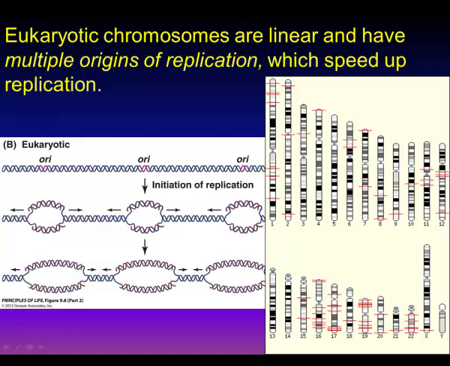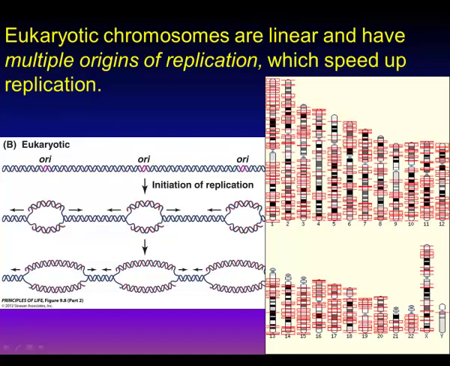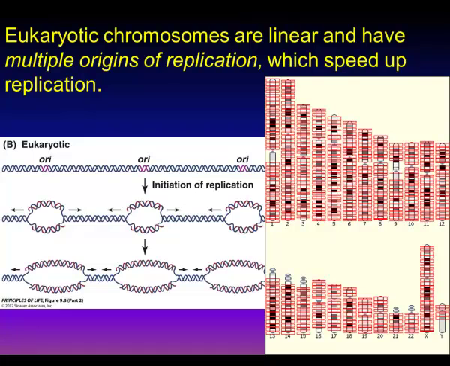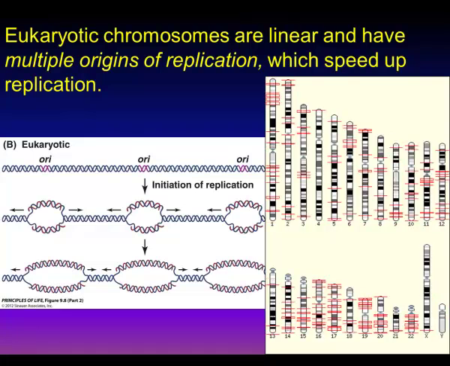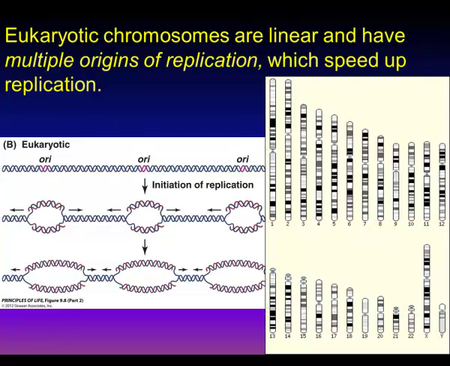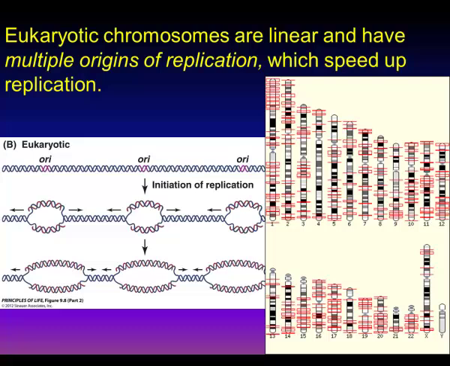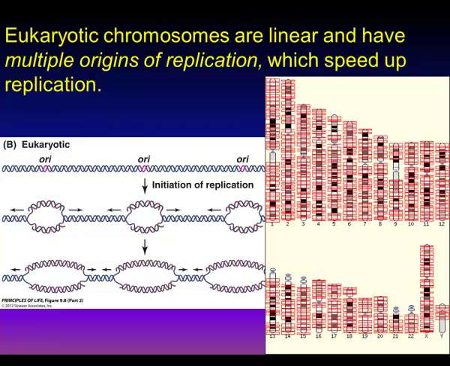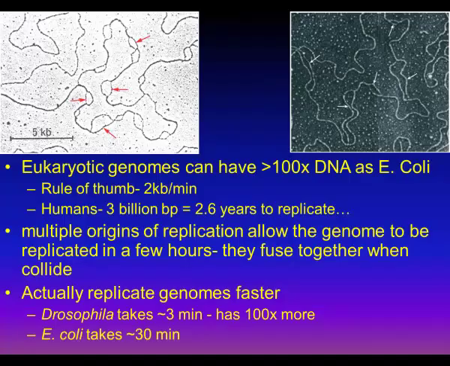And the advantage of having all of these origins of replication is that it dramatically speeds up replication. This is showing you how this set of chromosomes would actually be replicated, again with each box indicating an origin of replication proceeding in both directions. This extra number of origins of replication in eukaryotes is vitally important.